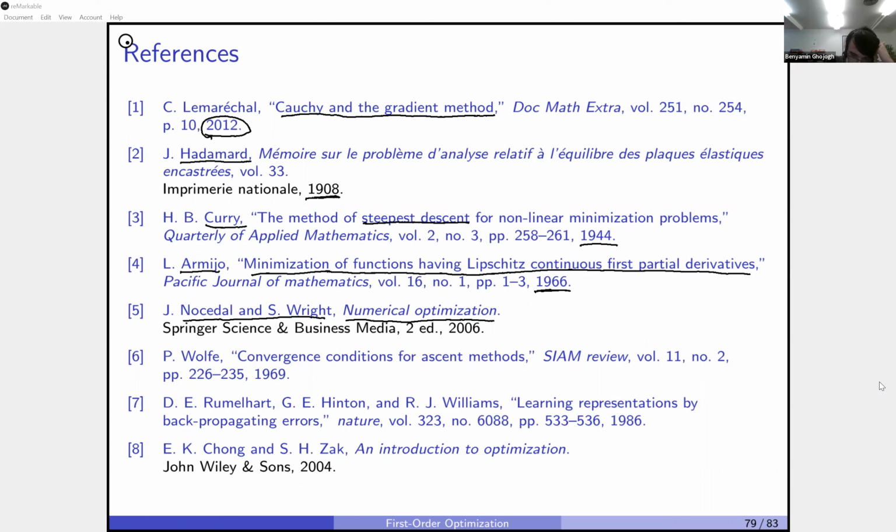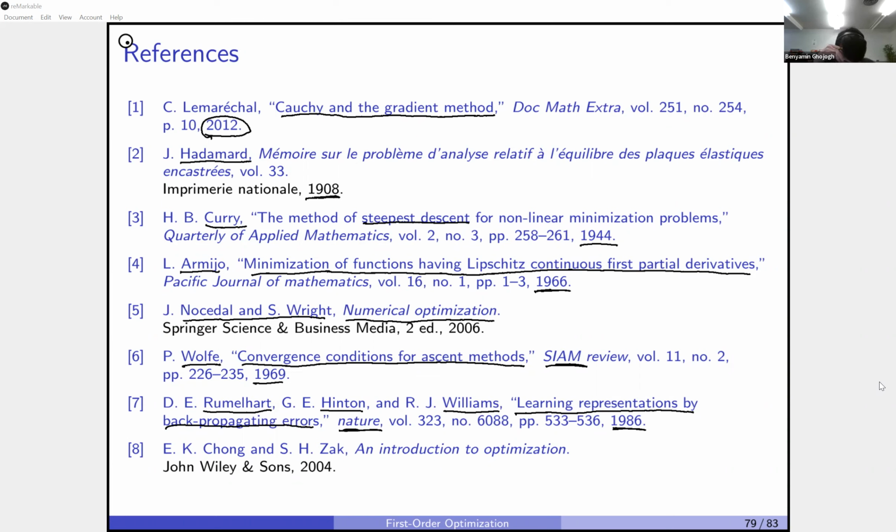The Wolfe condition, which I said we'll see more in second order optimization, can be seen in this paper in 1969. SIAM is very famous for its theoretical papers, especially in optimization. So SIAM is a very good journal. And this is the original paper for backpropagation, 1986 by Rumelhart, Hinton, and Williams. It was published in Nature.